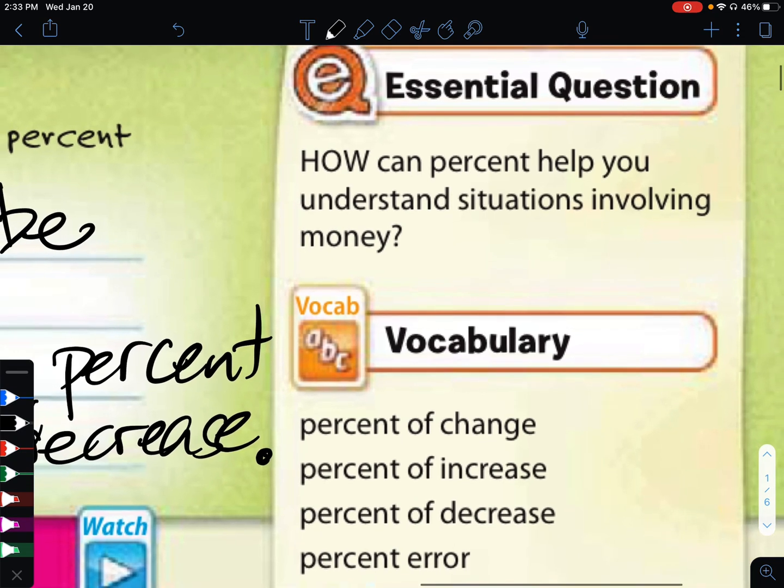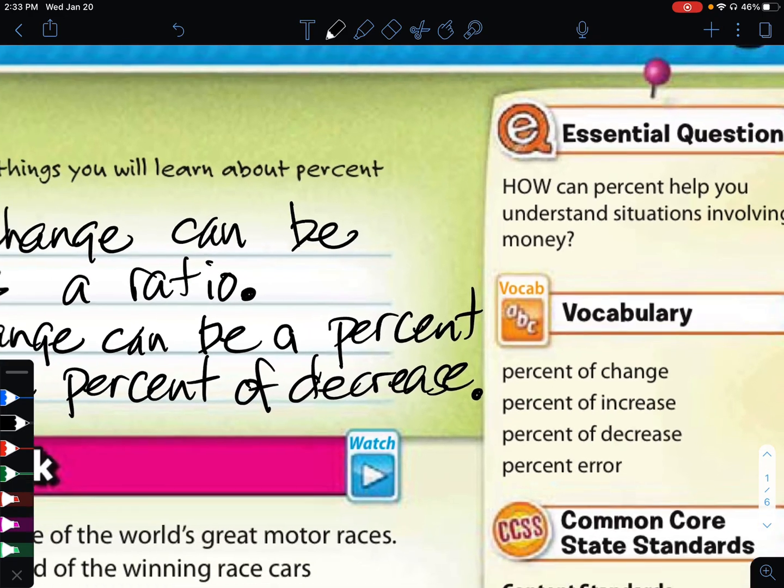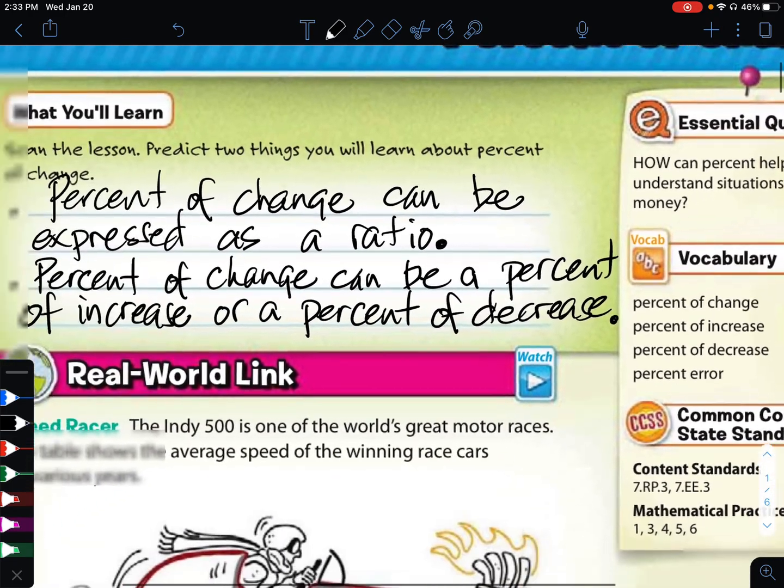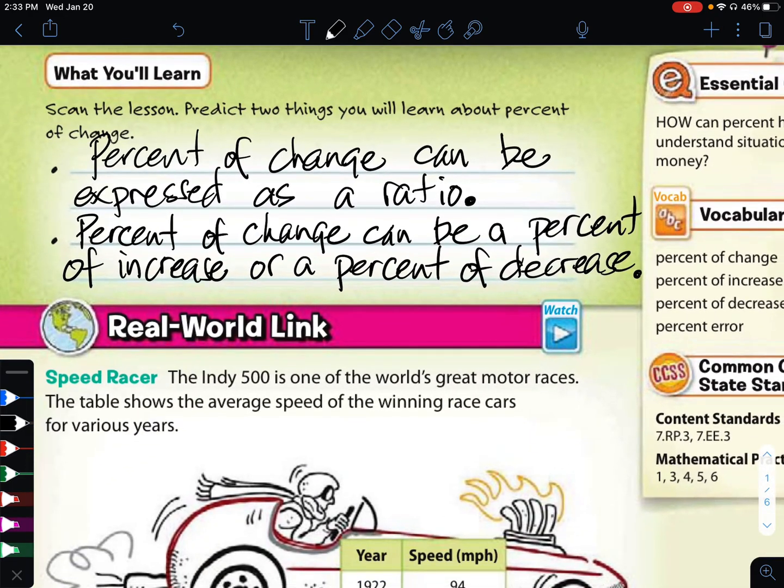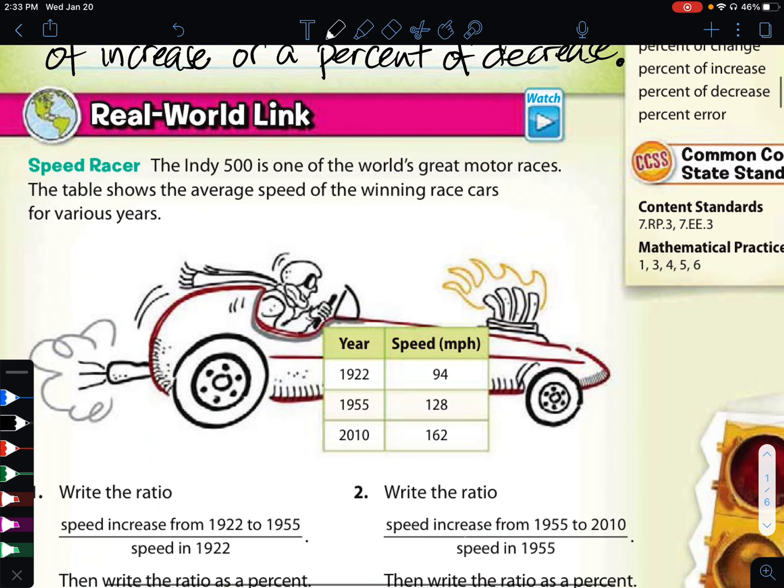Okay, so in this lesson, we are going to be learning two things: percent of change can be expressed as a ratio, and the percent of change can be a percent of increase or a percent of decrease. Let's take a look at the real world link and see how this works.